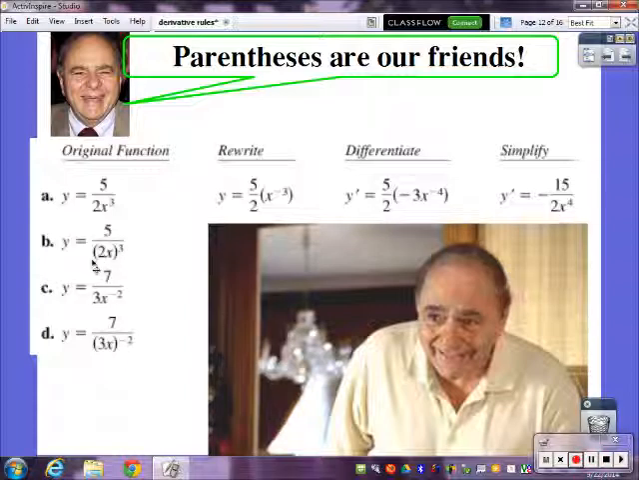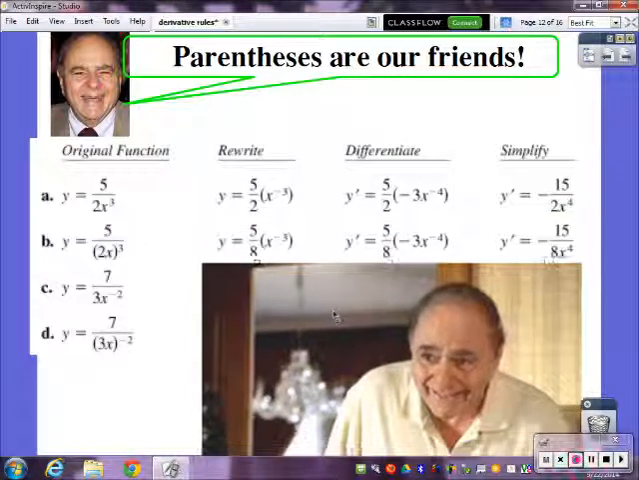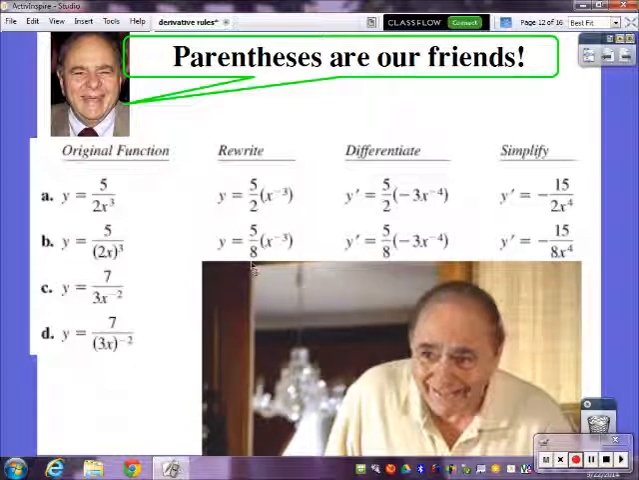For b, remember, it's the same numbers and variables as a, but these parentheses mean something very different here. It would be 2x cubed, so you'd have 2 cubed and x cubed, which makes it 5/8. So keep in mind that the parentheses are important. You have to pay attention to where they're placed.